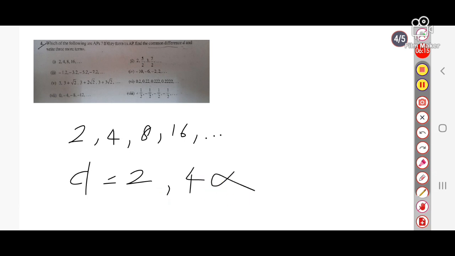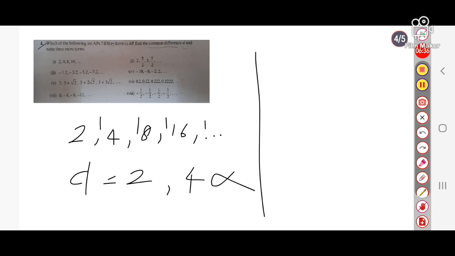Therefore this doesn't form an arithmetic progression sequence, because the common difference changes at every point, right? Here it is 2, 4, 8 and it will be again 16 like that, so it doesn't form an AP. So the first case itself has been ruled out, hence we don't need to find the three more terms which they have asked in the question, right?